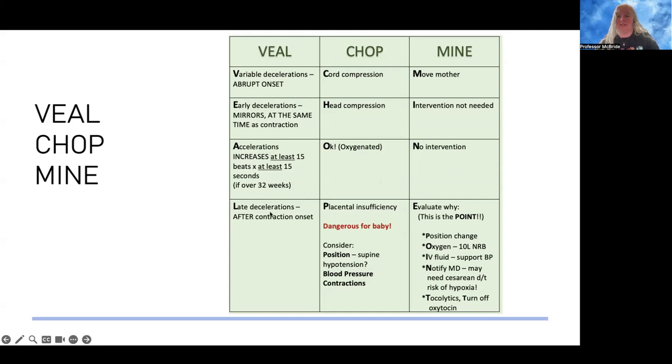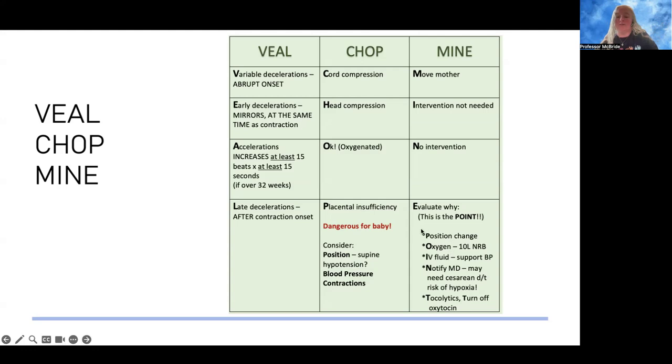Finally is L for late decelerations. Late decelerations happen after the contraction, and it's a sign of placental insufficiency. This is the one we are the most worried about. This is the one that is dangerous for our baby. So in a previous video, we discussed what causes these, and we need to consider position, blood pressure, and contractions. So we need to evaluate why, and we need to do things that are going to improve the oxygenation, perfusion to the placenta, oxygenation for the baby.